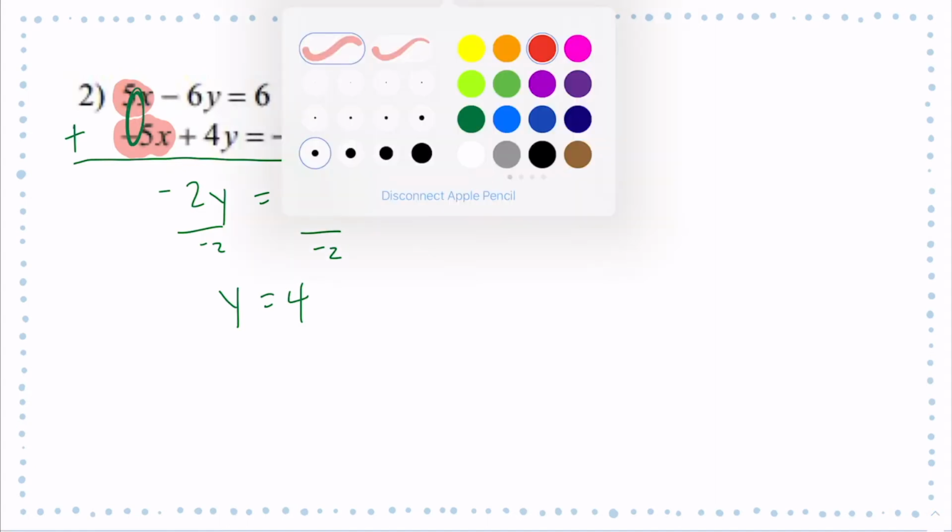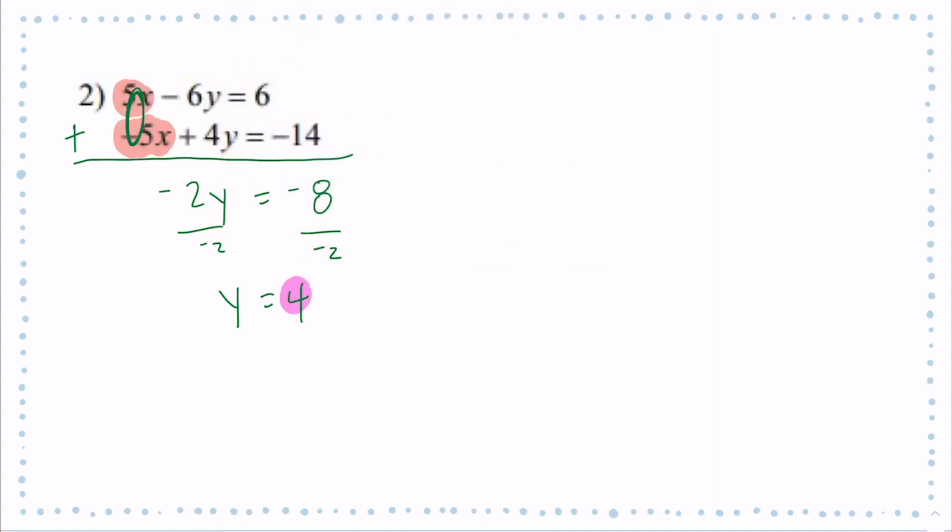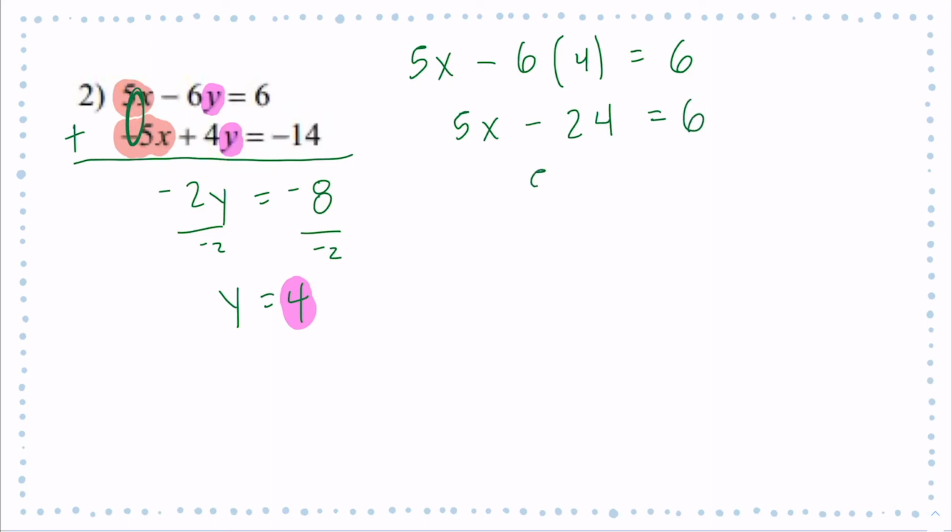And now we take that 4 and we substitute it into either the first equation for y or the second equation for y. Does not matter which one. You could have picked either one. You should still get the same x coordinate. So we begin the solving process for x. And we get x equals 6. Therefore, our solution is 6, 4.